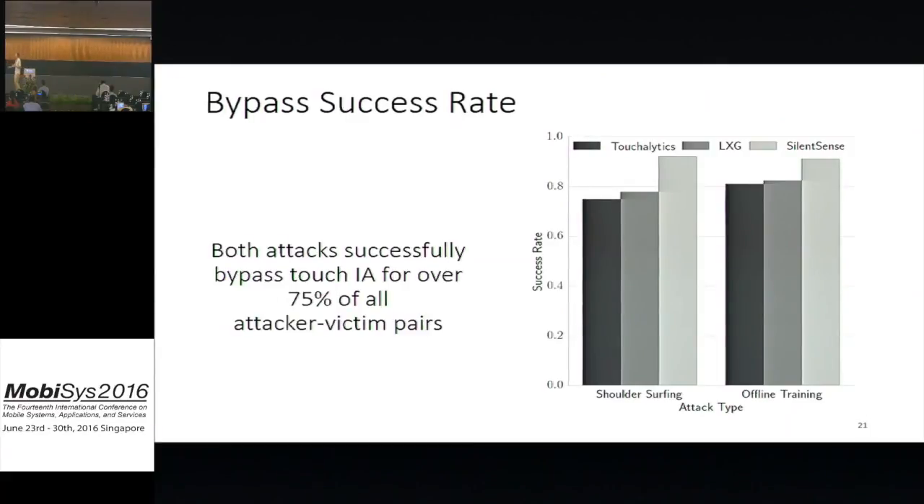Why is that? For shoulder surfing, we think it's right because obviously if you do shoulder surfing, you can also observe how somebody's holding the device. We're not sure why it's also so successful for offline training because the Mimicry app does not train people to hold the device in a particular way. We think it's because Silent Sense uses a very small set of touch features, only 4, and this makes it very vulnerable.